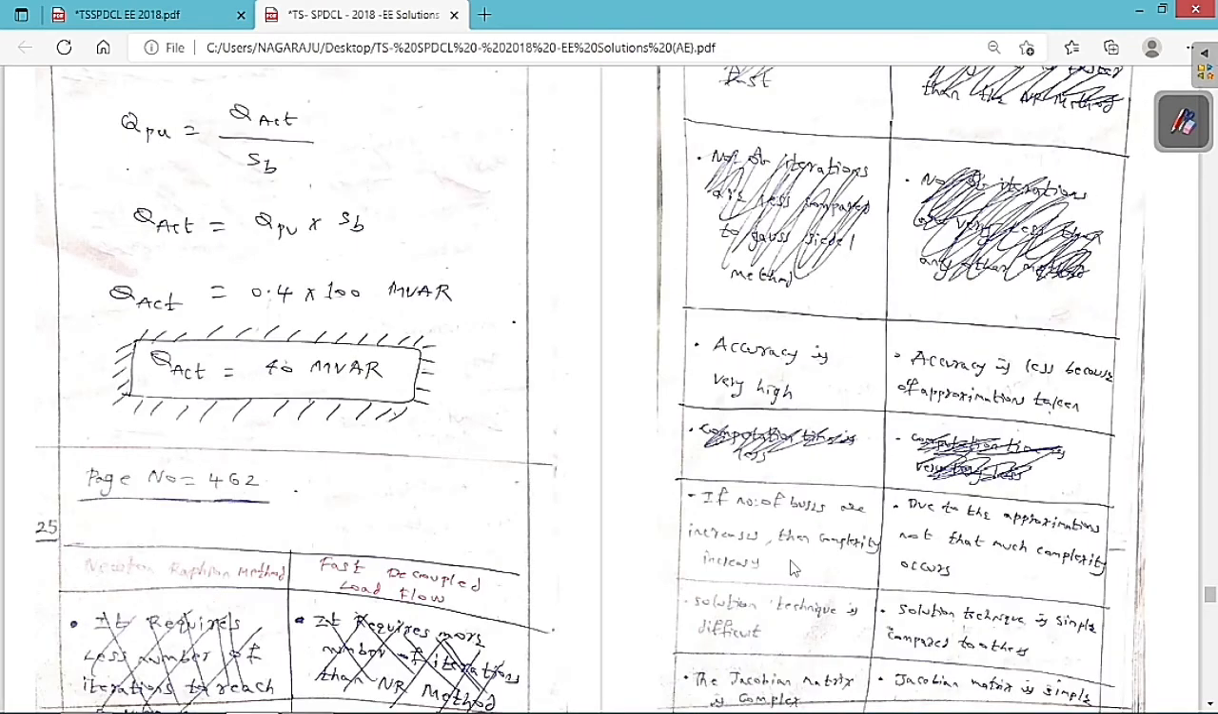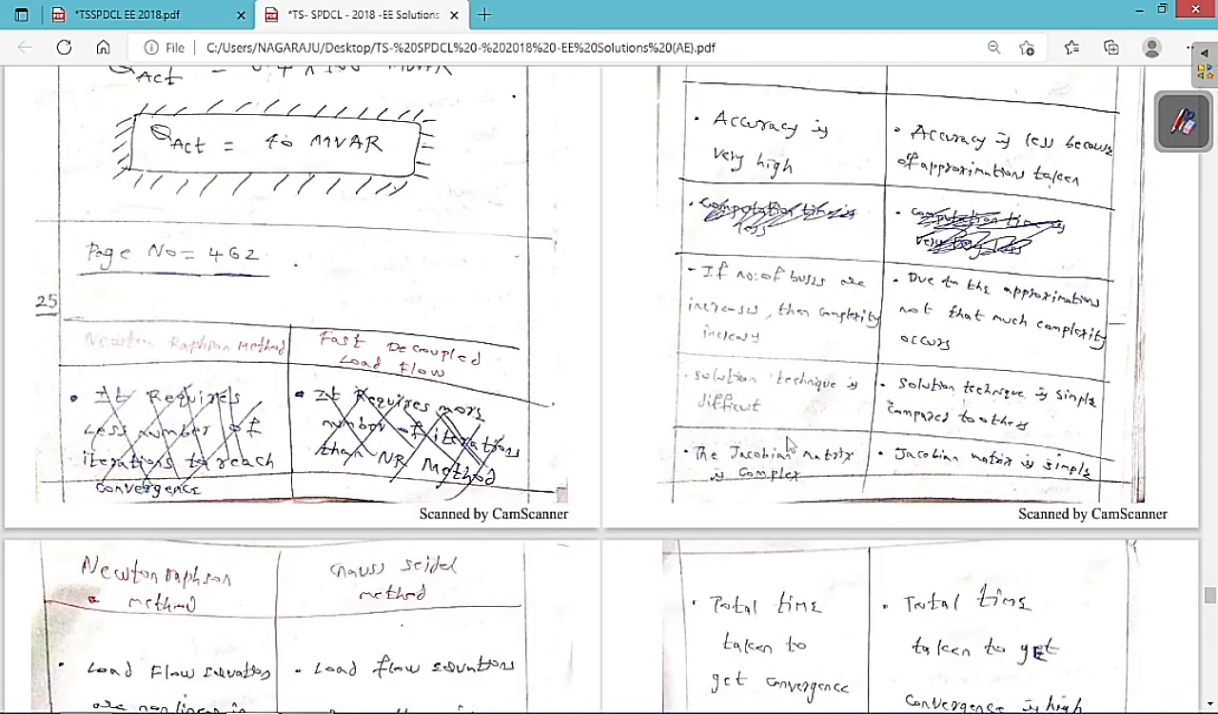If the number of buses is increased, then the complexity increases. So if you increase the number of buses, then the complexity of the analysis also will increase. And the solution technique is very difficult. And the Jacobian matrix is also very complex in case of Newton-Raphson method.